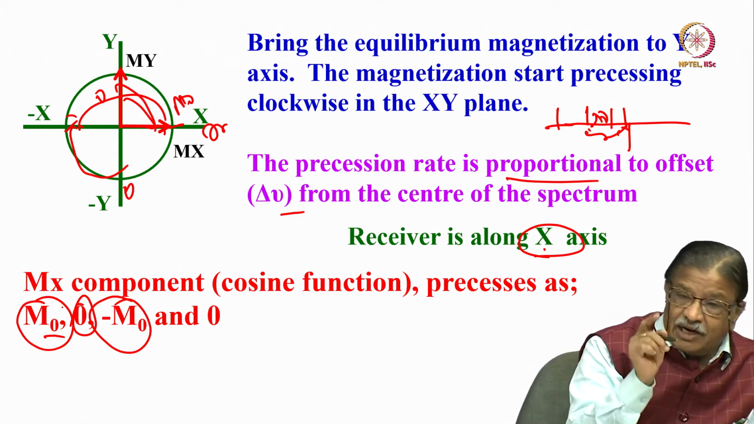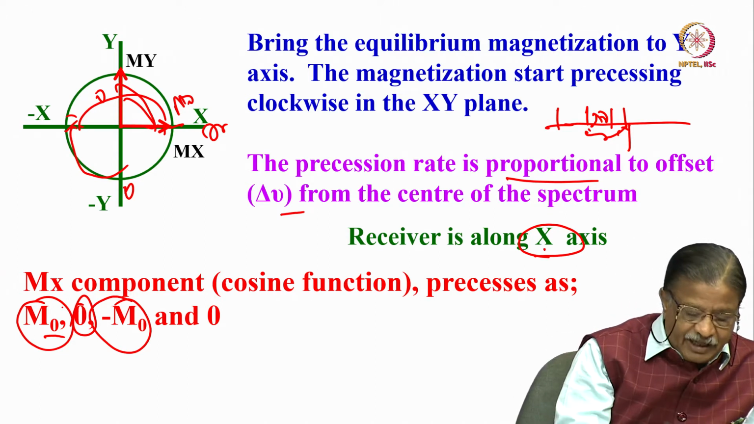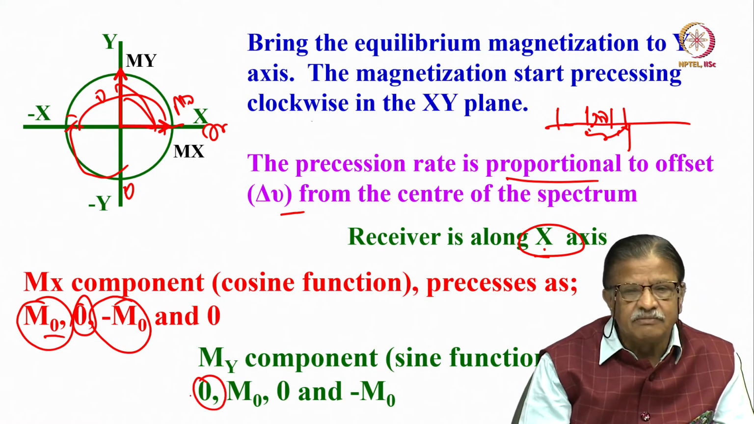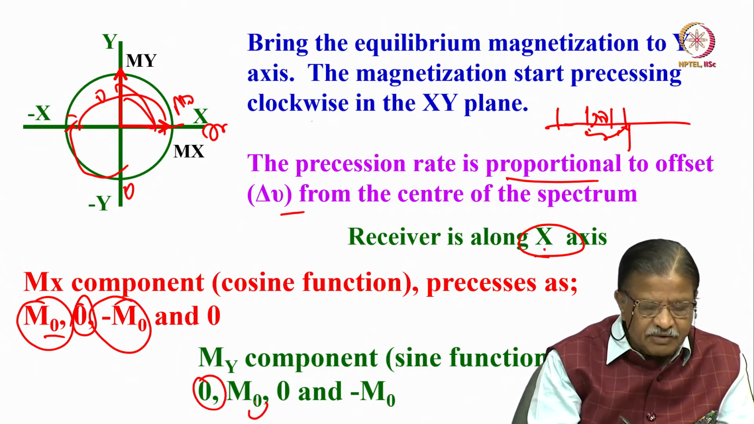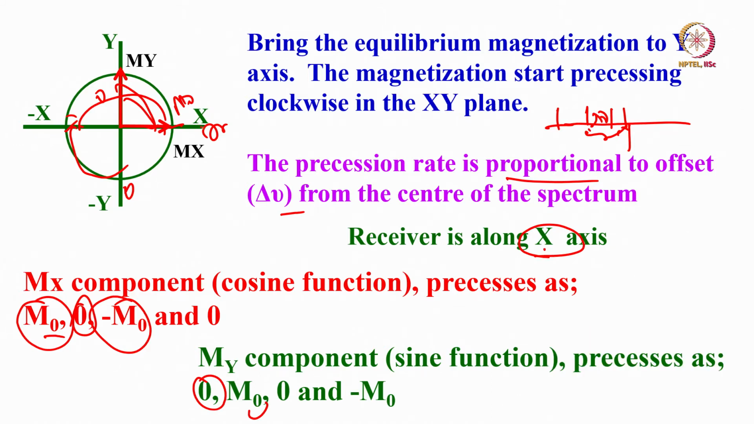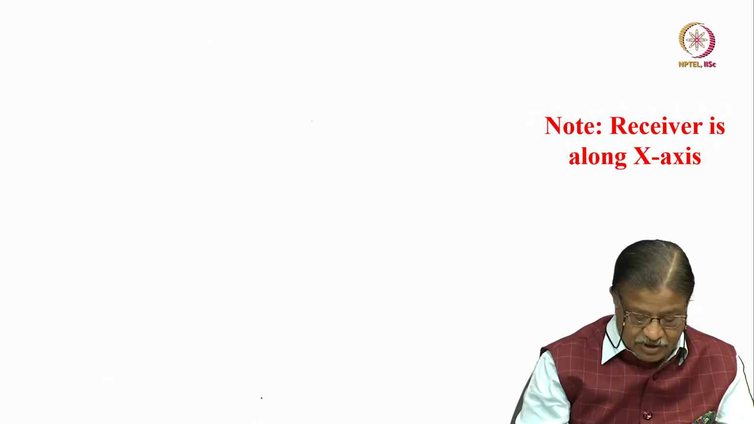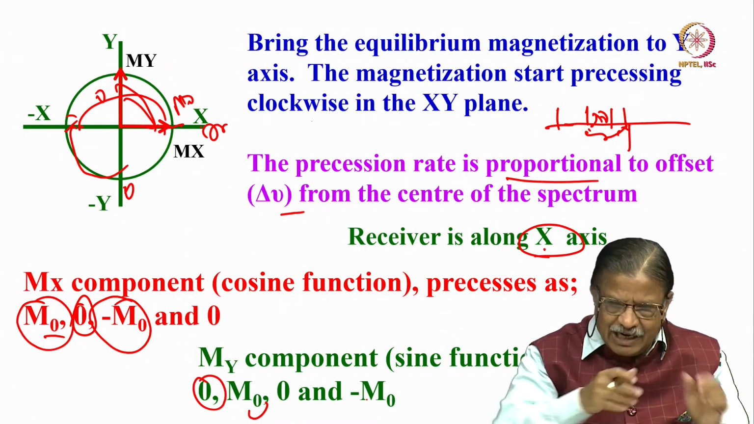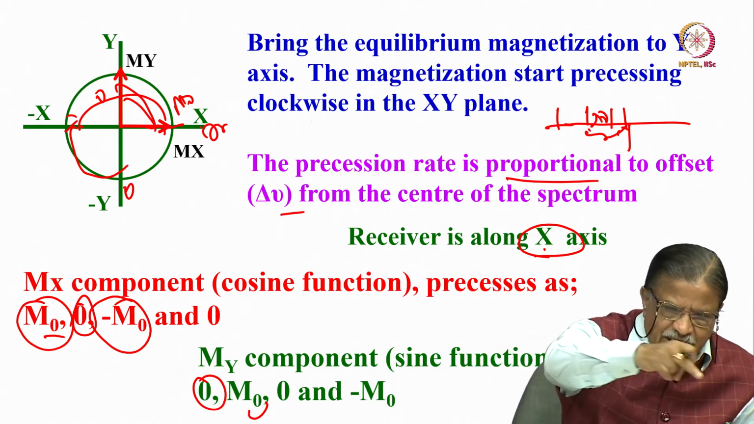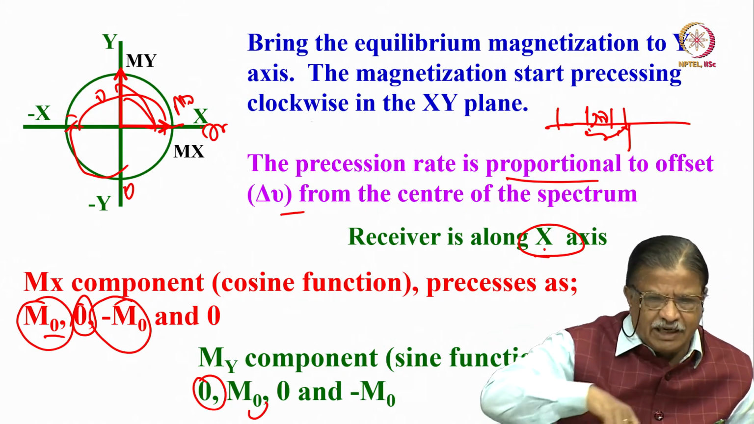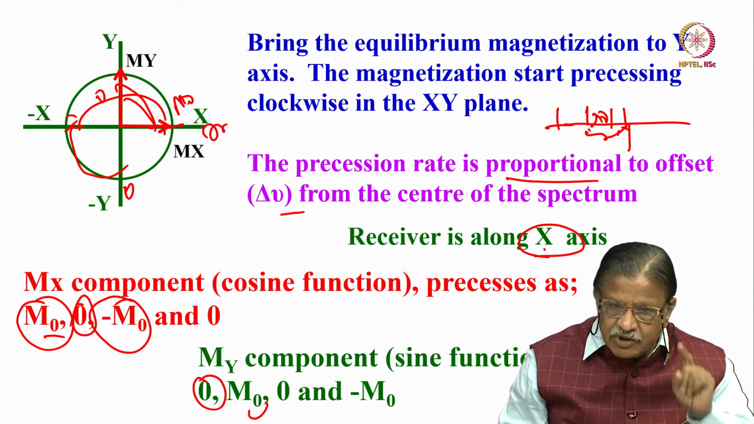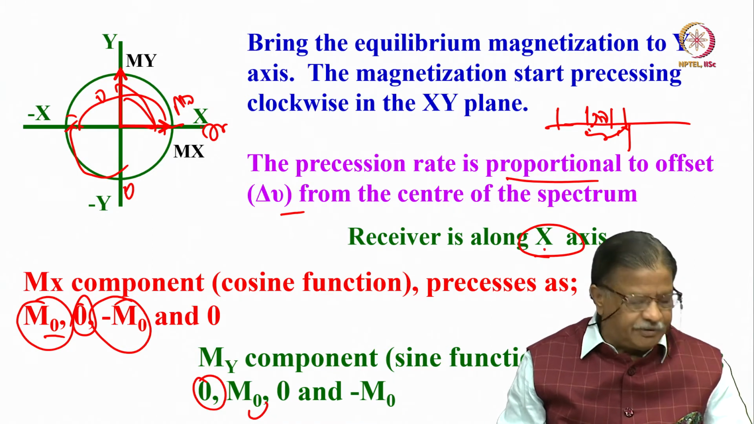Sine part and cosine part differ by 90 degrees. So it starts with 0. The sine part starts with 0, goes to M0, and when you have the receiver here, the sine part is 0, then goes to M0, then 0 and minus M0. So exactly, it starts rotating. Cosine starts rotating like this, sine also starts rotating like that, but there is a phase difference of 90 degrees between these two. Both the magnetization components are rotating.